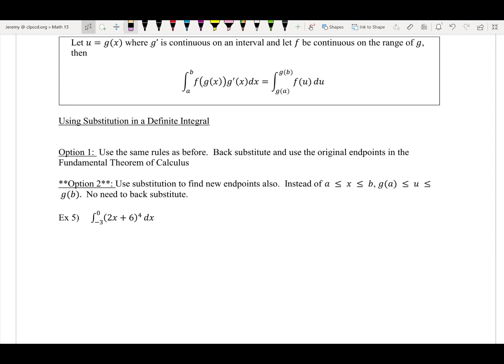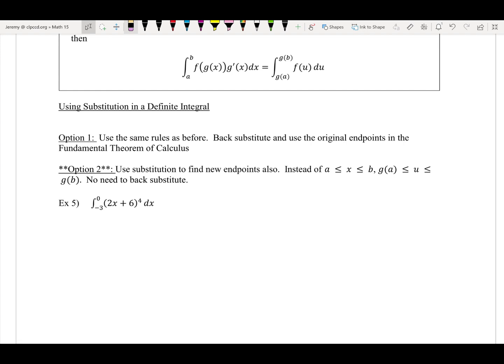Option one is using the same rules as before and then back substituting and using the original endpoints in the fundamental theorem of calculus when we actually go to evaluate it. Because remember, when we evaluate a definite integral, we find the antiderivative and plug in f of b, and then subtract from that the antiderivative evaluated at a. So one option is that we back substitute at the end of the integration, go back in terms of x, and then proceed that way.